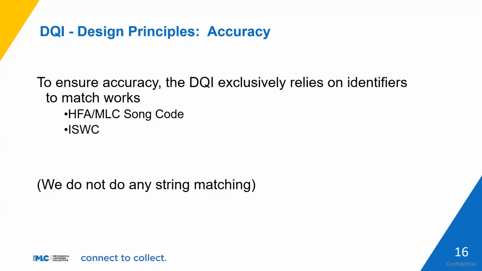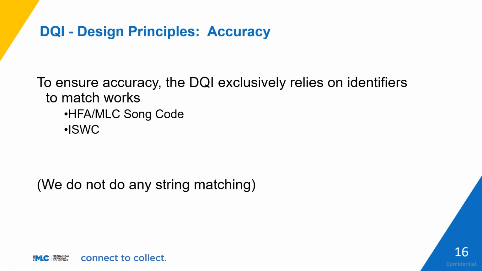There was no point us inventing a new work identifier just for the sake of inventing another work identifier. So we are using exactly the same work identifier as HFA. We just call it the MLC song code. But please don't be confused. It is the same thing as the HFA song code. So that is one of the first two identifiers that we can use. Or secondly, as I mentioned above, the ISWC, the International Standard Work Code.